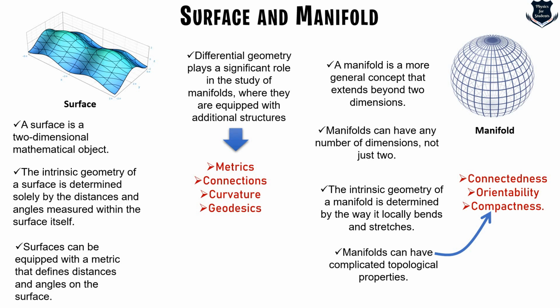So you see, from this particular part of the video, you can understand that a surface is two-dimensional and its intrinsic geometry is determined by distance, and it is equipped with a metric, whereas a manifold is more than two or three dimensions. The intrinsic geometry is determined by how much it bends. It has many additional features like connectedness, etc., and additional structure like metrics, connection, curvature and geodesics.